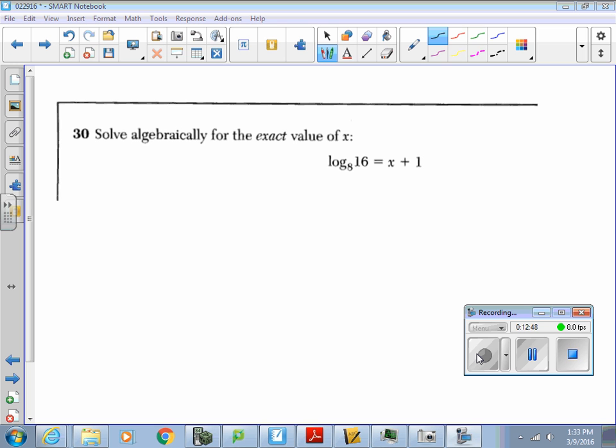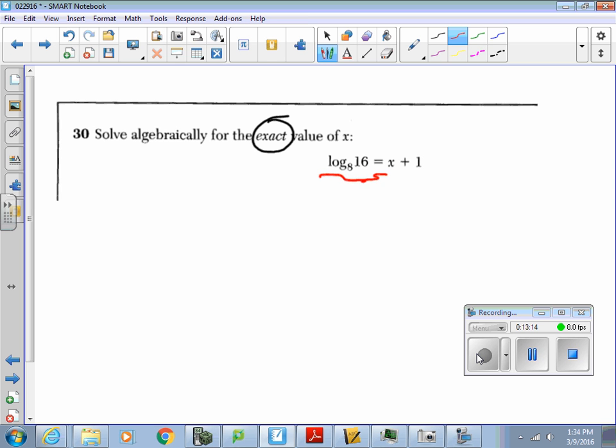All right, looking at number 30. It says solve algebraically for the exact value of x. Exact value is code for don't put it in the calculator. Okay? So anytime you see, and they have it in italics for you right here, just to make it nice and obvious, hopefully for you, it means you don't want to have an answer that you get out of the calculator.